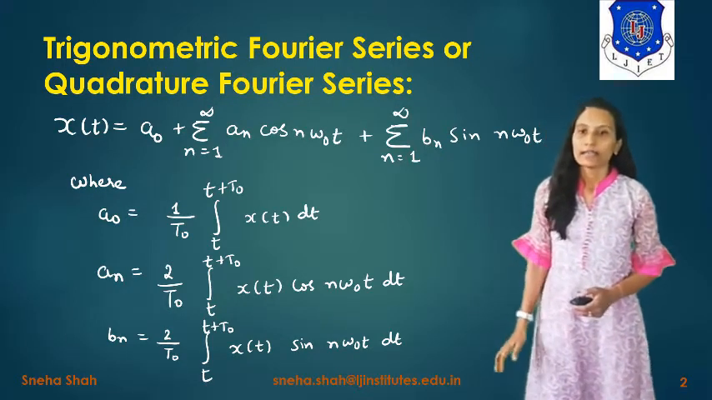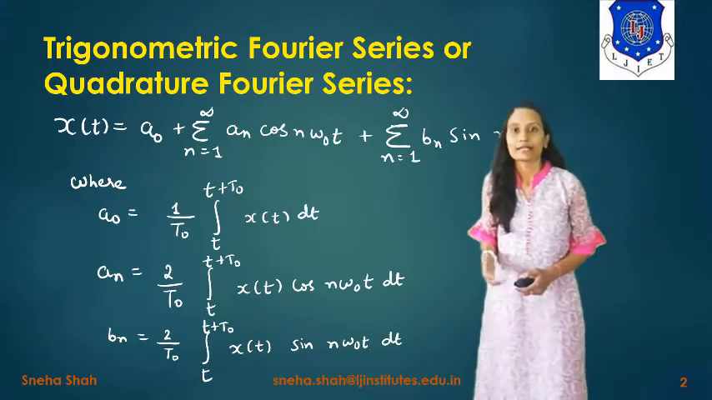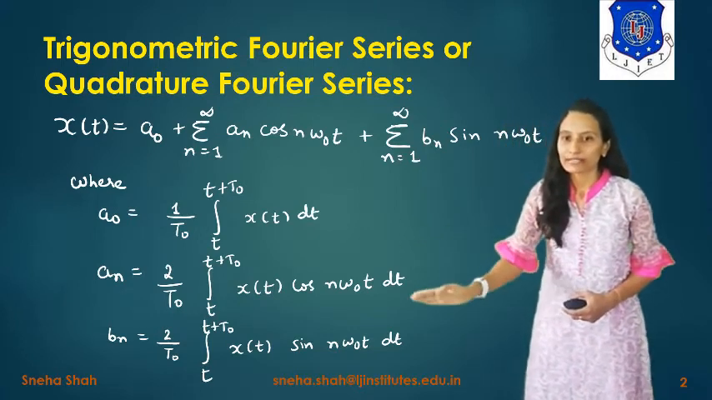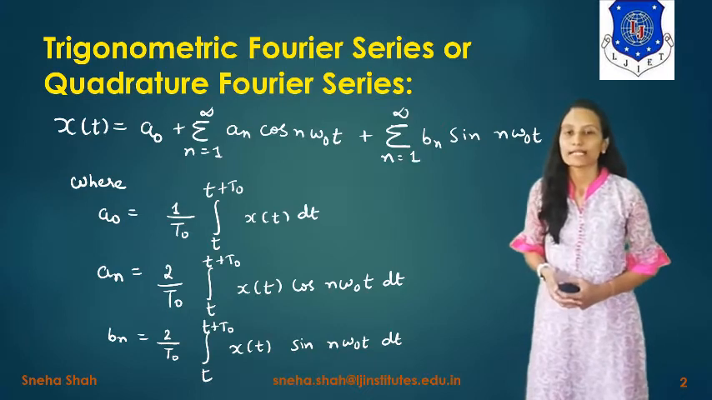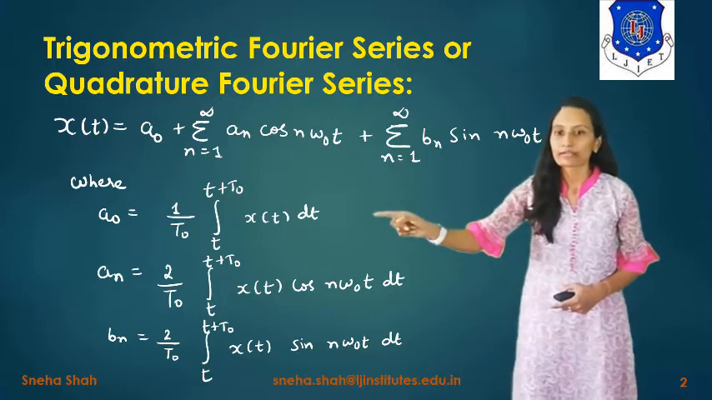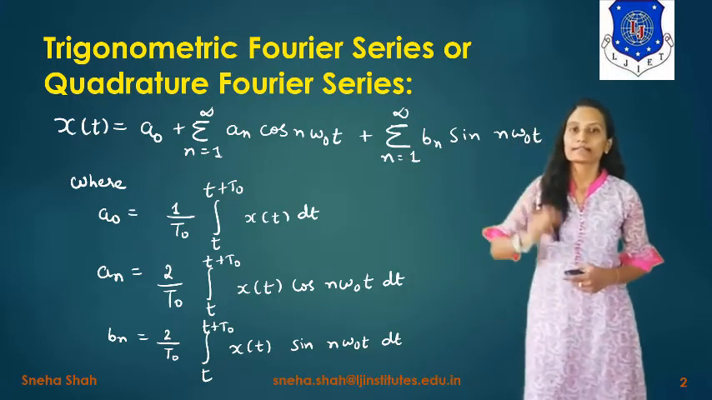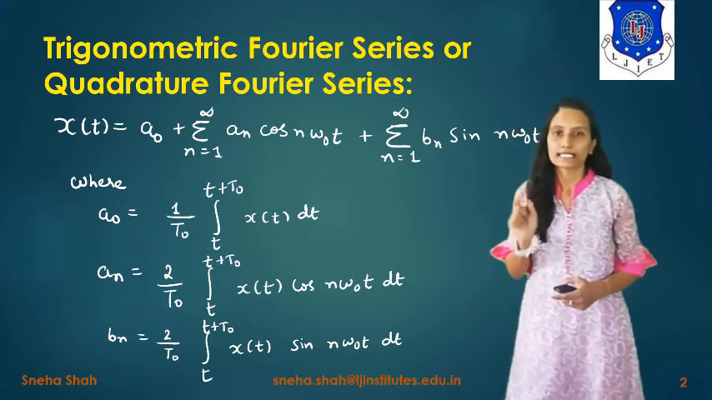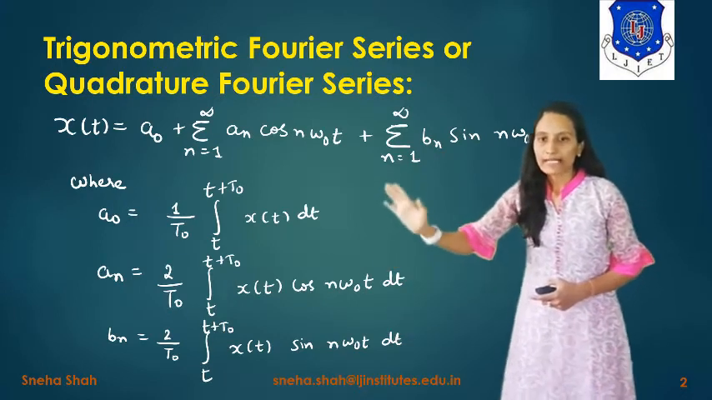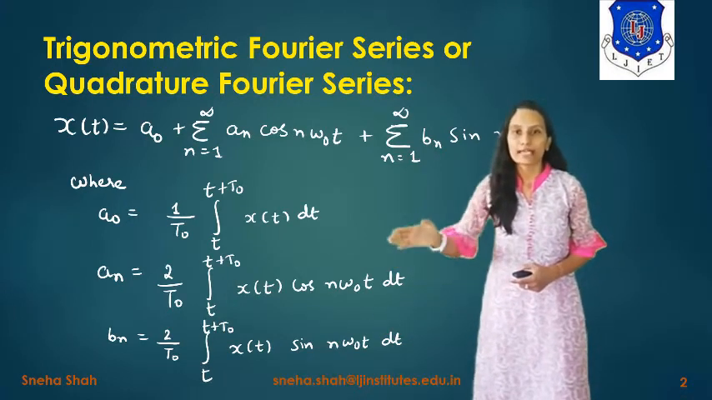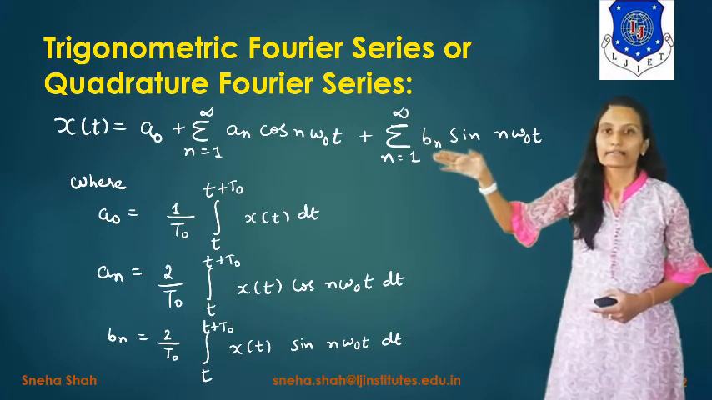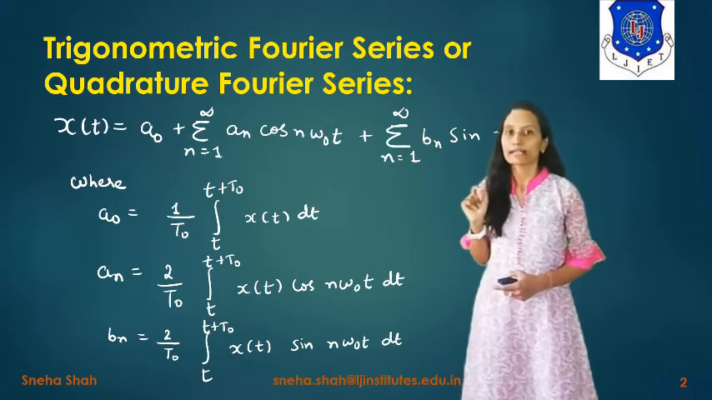Now, if we want to solve any example to find its trigonometric Fourier series, first of all, we have to find the coefficients a0, an and bn. To find the values of a0, an and bn, we have to find the value of x of t as well as the value of the fundamental duration t0. If we put all the values in the equations, then we can solve and find the values of a0, an and bn. After finding these three, we will put the values in this equation to find the final answer of x of t.